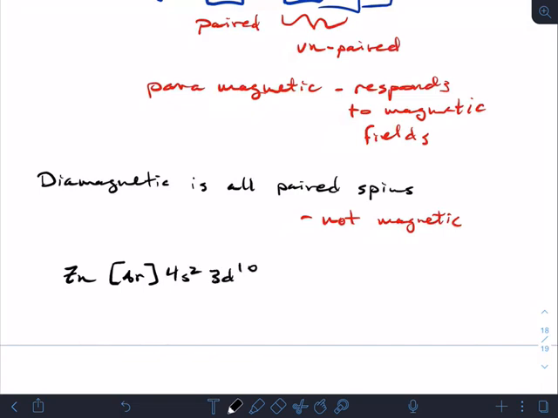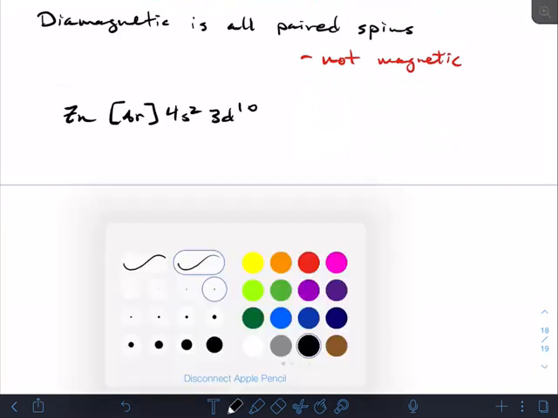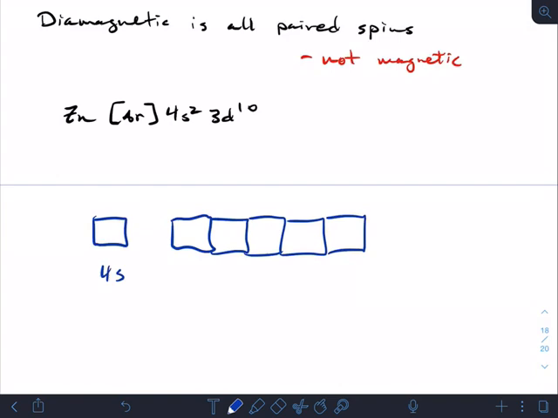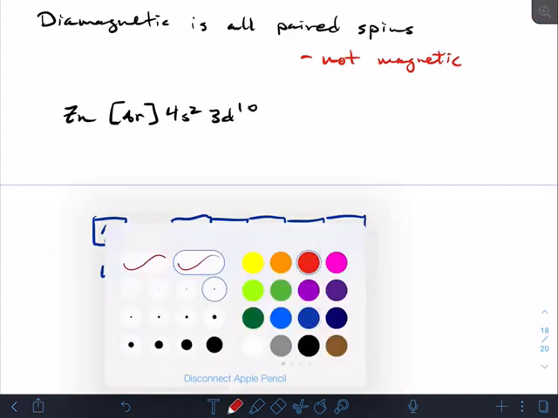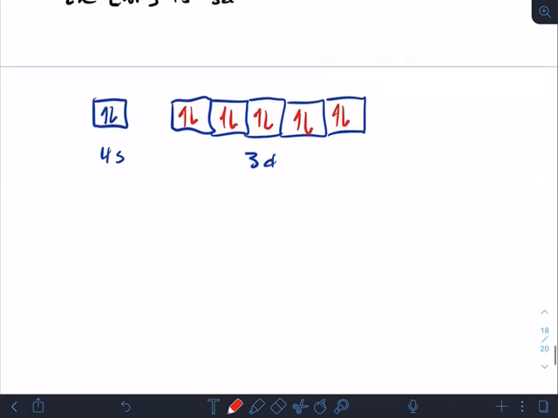Take zinc. Zinc has an electron configuration of argon, 4s2, 3d10. And we can draw our boxes. Here's our 4s. Here's our 3d. I should have done this in a different color to begin with. But here's my 3d10.